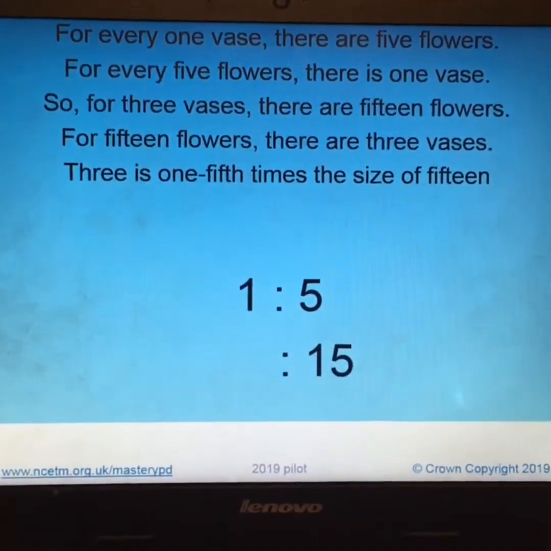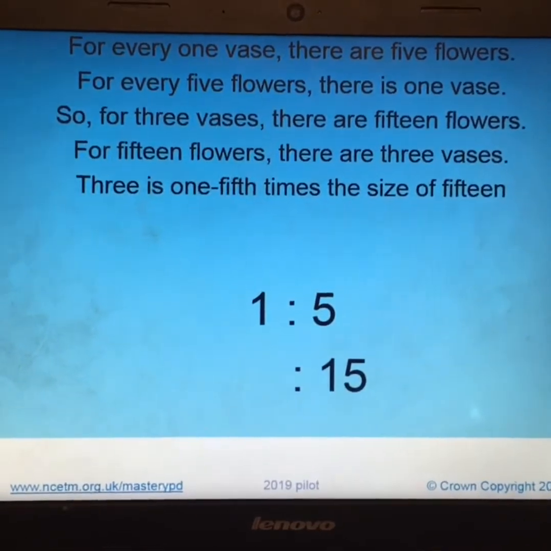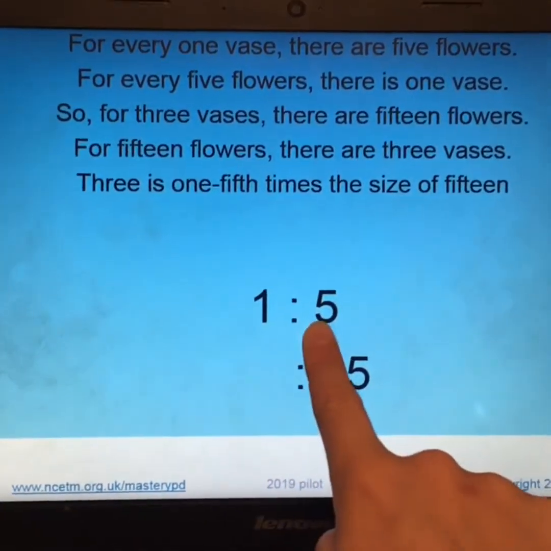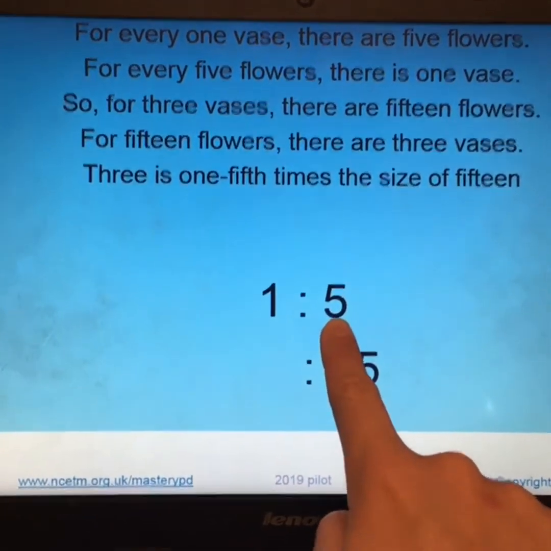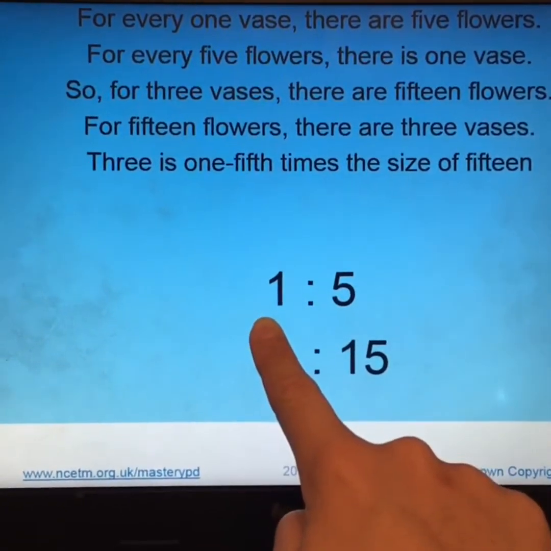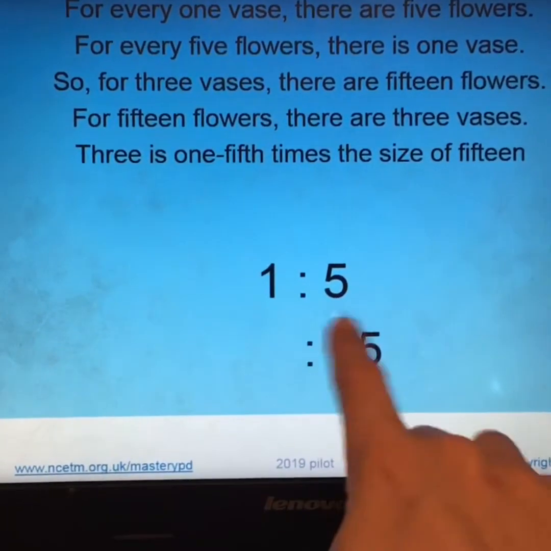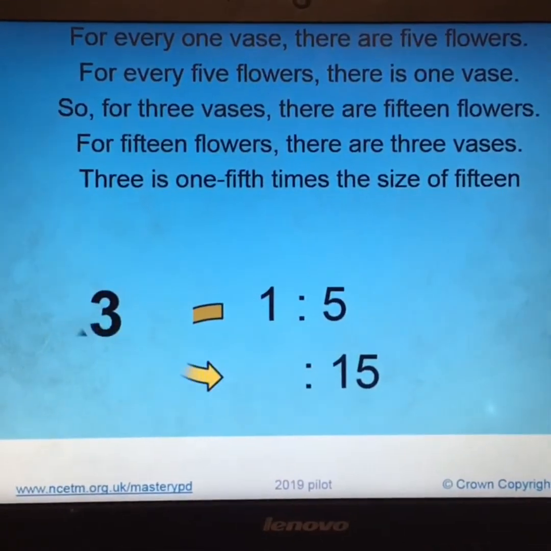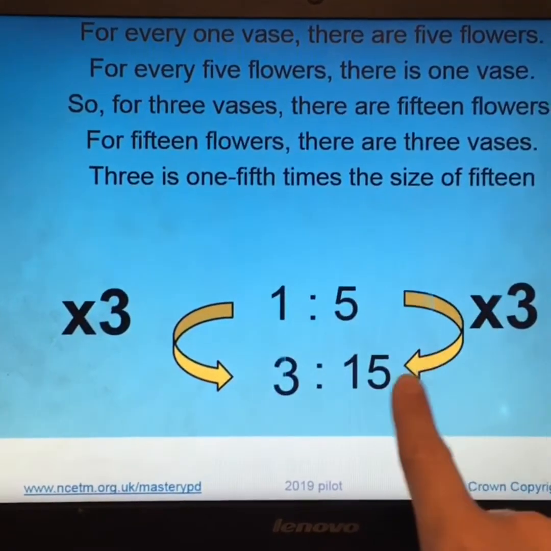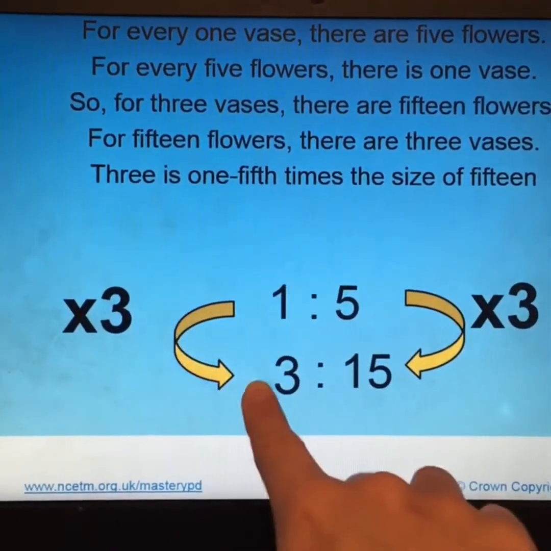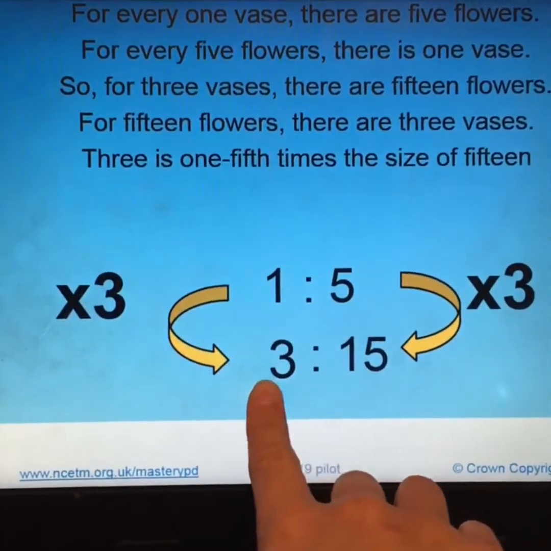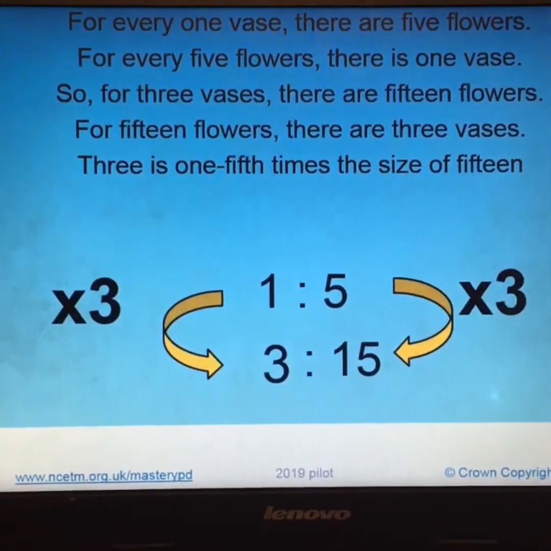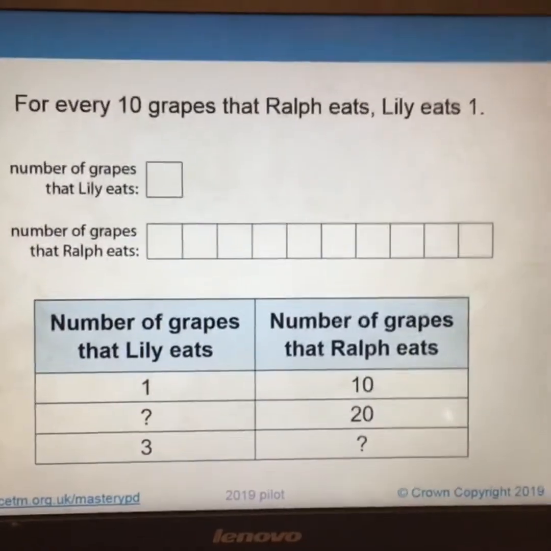So again, the way that you are more used to seeing it is this. For every 1 vase, there are 5 flowers. For every 5 flowers, there is 1 vase. So for 15 flowers, how many vases are there? Well, you times this side by 3, so you're going to times this side by 3. 1 times 3 is 3. So for every 3 vases, there are 15 flowers.